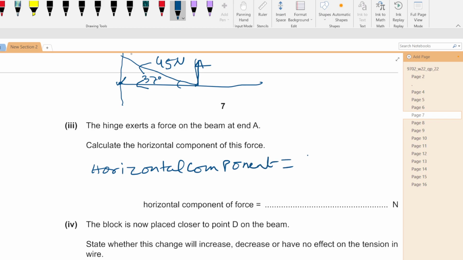Horizontal component equals 45 cos 37 degrees, equals 35.93, which is equal to 36 Newton. Now write 36 Newton.